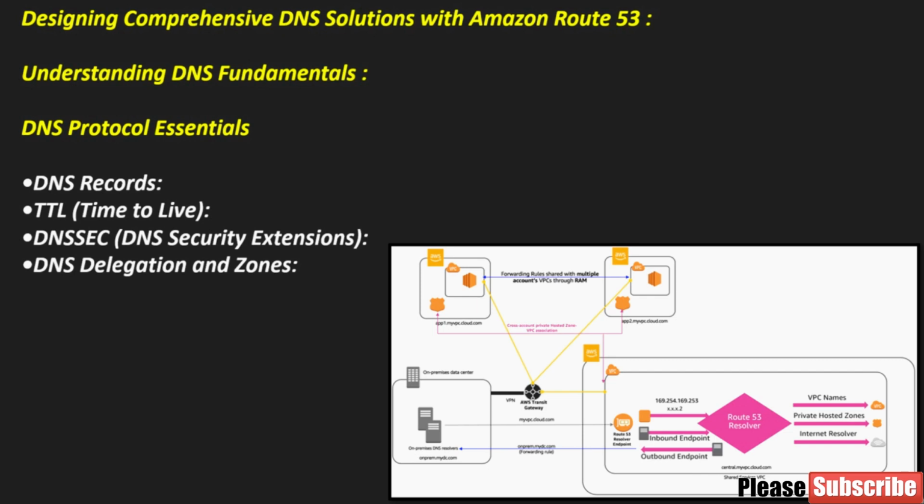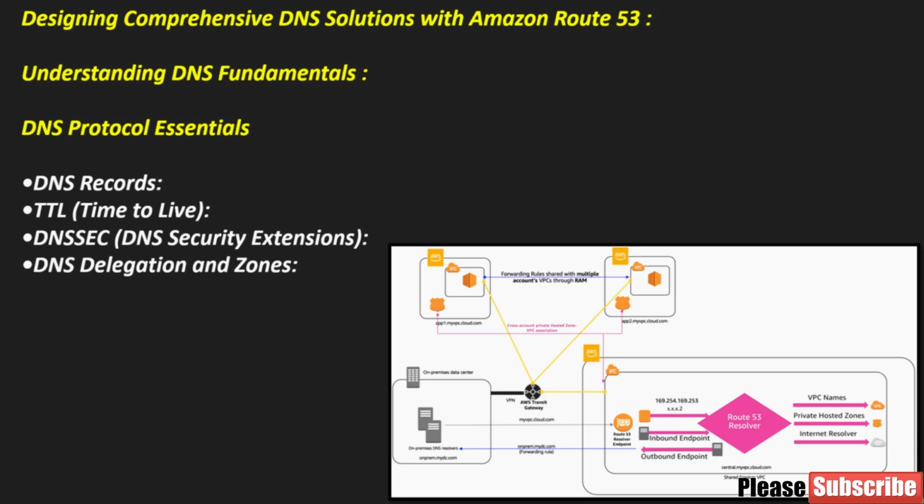The first point is understanding DNS fundamentals. Before delving into the intricacies of Amazon Route 53, let's revisit some fundamental concepts of the DNS protocol. Starting with the DNS protocol essentials, DNS records are the key elements that store information about the domain. Common record types include A, the address record, CNAME, the canonical name record, and MX, the mail exchange record, and much more. These are also called DNS records.